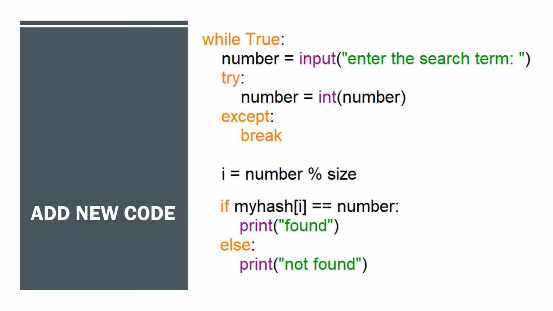Then we can look in the table at that location. So the table's called myHash. So myHash position i. If that equals the number that we're looking for, then it is found in the table. Otherwise, it's not found. If this was a function, we could return true or false. So stop the video and add this code. You can then run the program to see if it correctly locates items in the table for you.